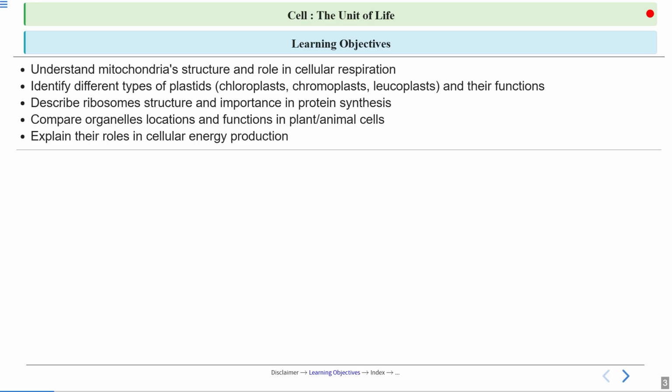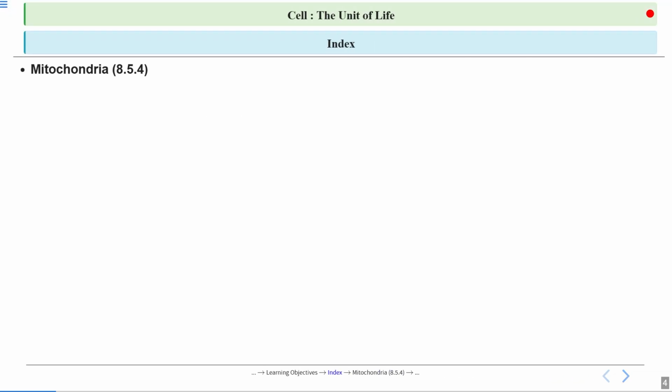Clear? So today we'll be talking about mitochondria, which is NCERT section 8.5.4. We'll talk about the plastid, which is NCERT section 8.5.5. We'll be talking about the ribosomes as well, and the function and importance of the ribosome.